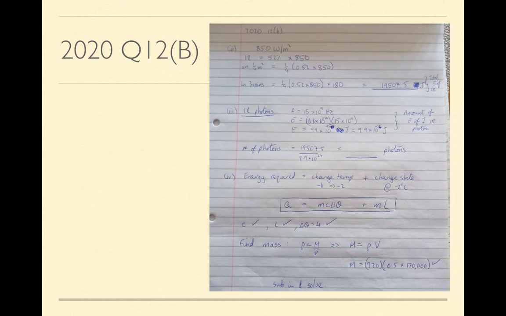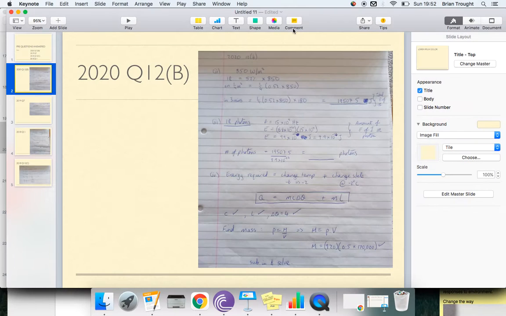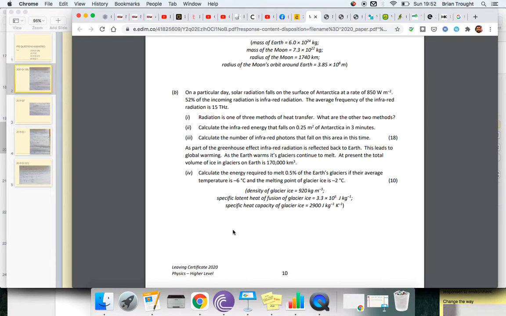For part 3, we're given a frequency. We calculate the energy. That's the energy of one photon, 9.9 by 10 to the minus 24 joules. So if we divide that number into the 19,500, we get the number of photons. I haven't done the calculation because I have no calculator. You can work away on that yourself. Okay, back to the second part.